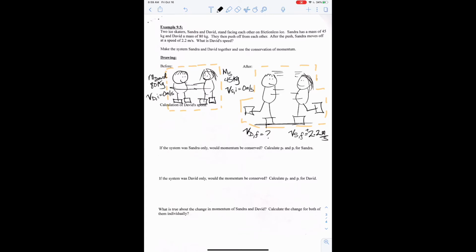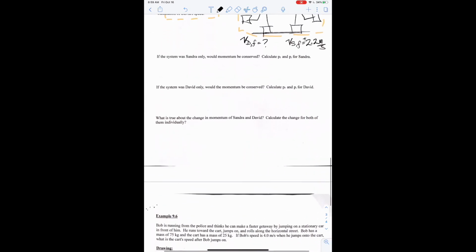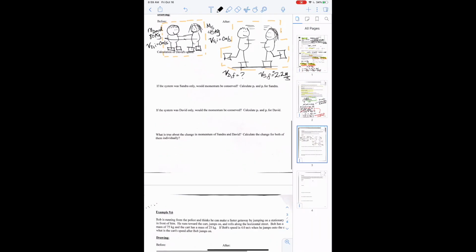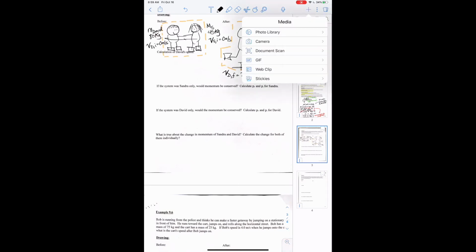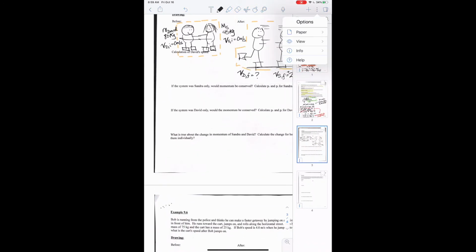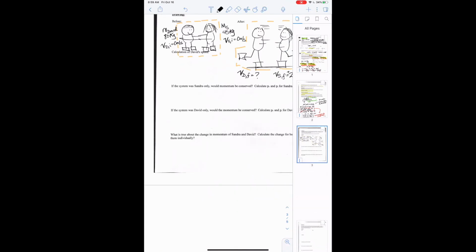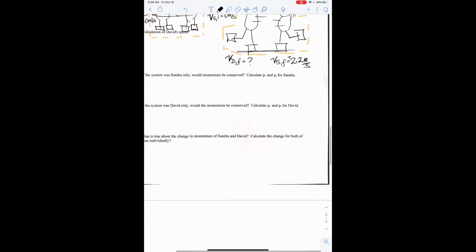I kind of want to go ahead and solve the problem before I answer these questions underneath. So I'm going to need another page here. Let's see if I can put a second page in. How do I do this? I don't know why this is so difficult. I think I just go down here. Okay, let's add a page. And I think we'll be good.